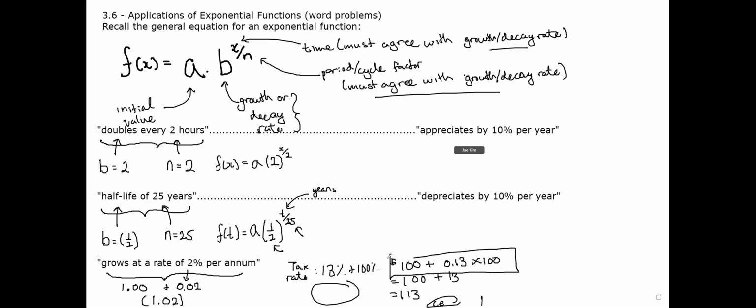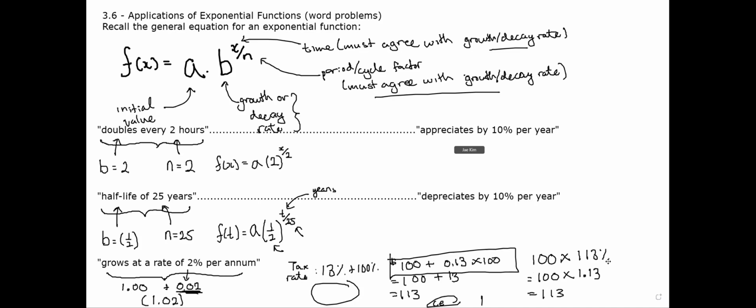Is there a way to not do so many calculations, to do it in one big go? Yeah. You take the $100 and multiply by 113%. So I'm growing this by an extra 13%, which is another way of saying 1.13, and you get $113, just like before. So when you're given a rate of growth, know that it is a growth on top of 100%.